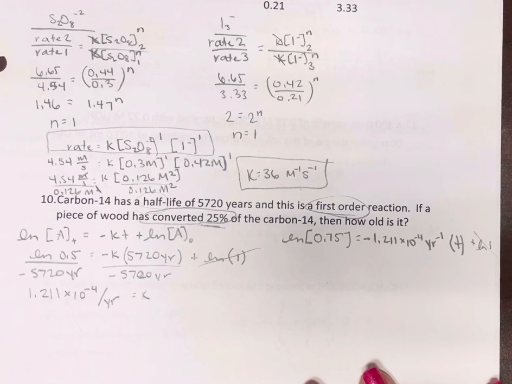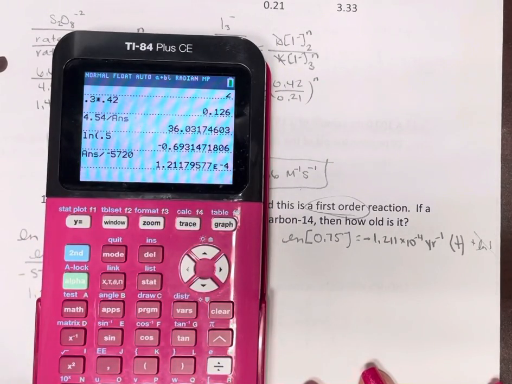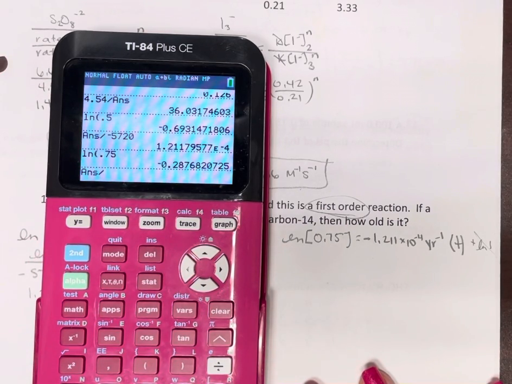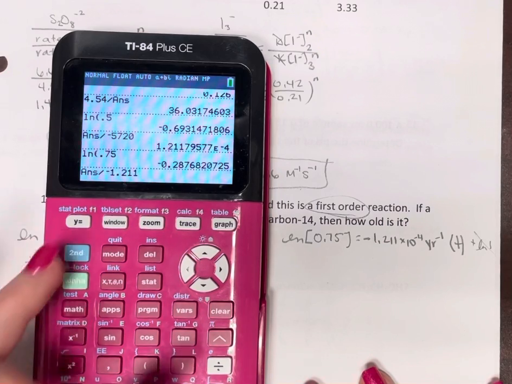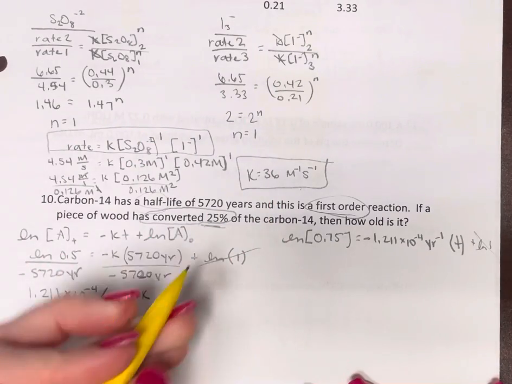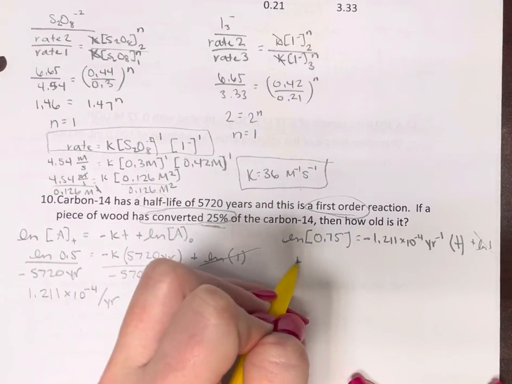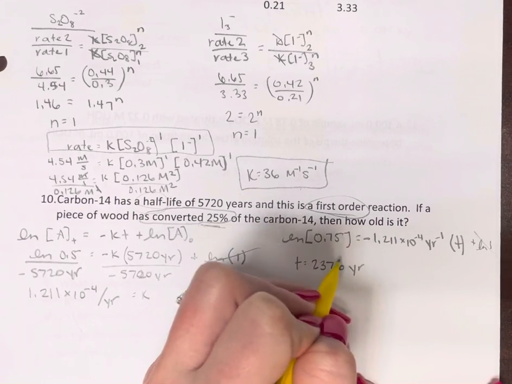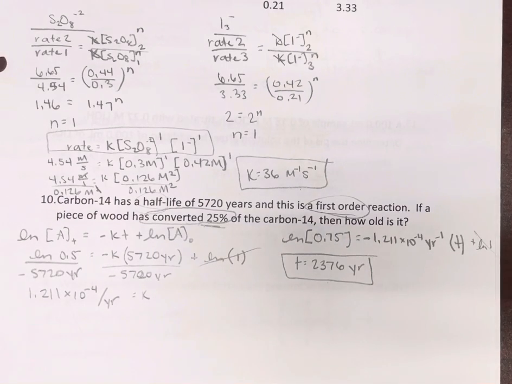All right, so let's do natural log 0.75 divided by negative 1.211 times 10 to the minus 4. 2376 years. Yours may be a little bit different depending on how you round. That's okay.